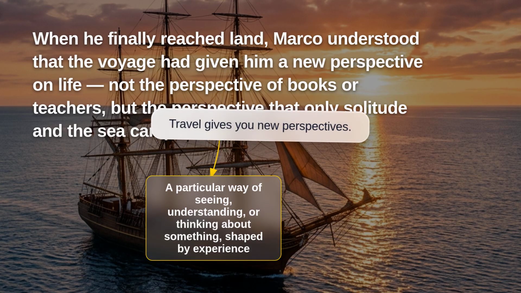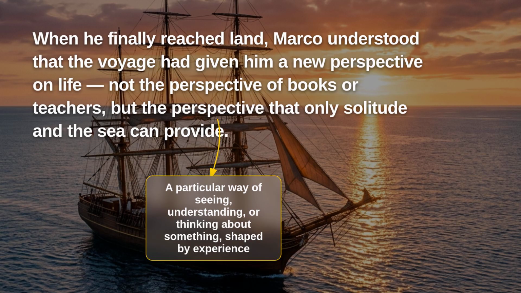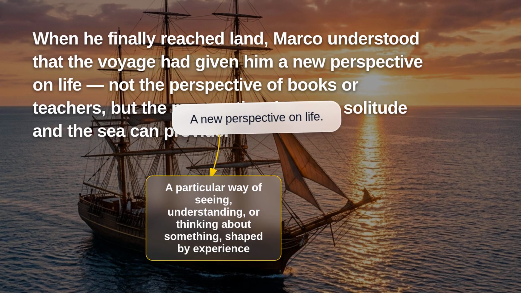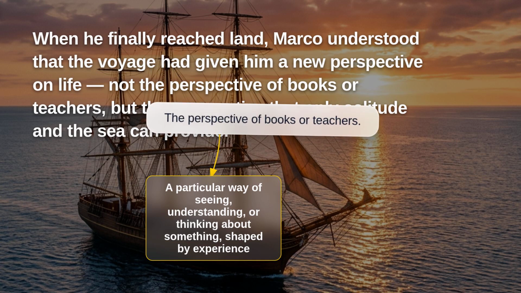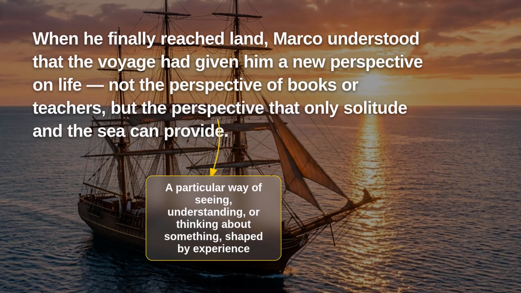Now let's look at the article mastery in this final sentence. It is extraordinary. A new perspective on life. A is used because this is a new particular type of perspective that Marco gained. It is being introduced for the first time. The perspective of books or teachers. The is used because these are specific, identifiable perspectives. We all know what perspectives books and teachers give.